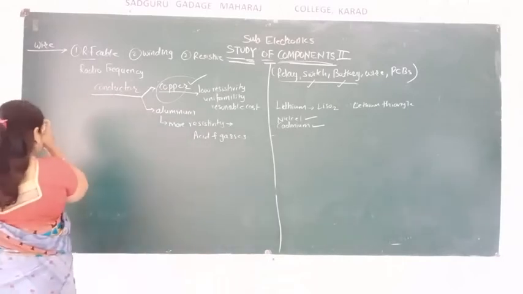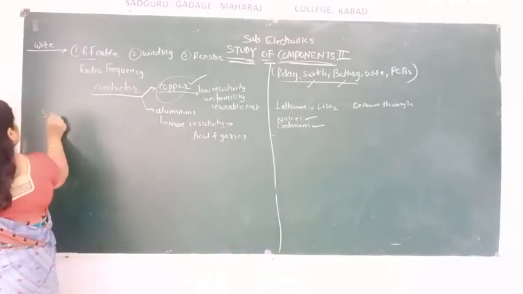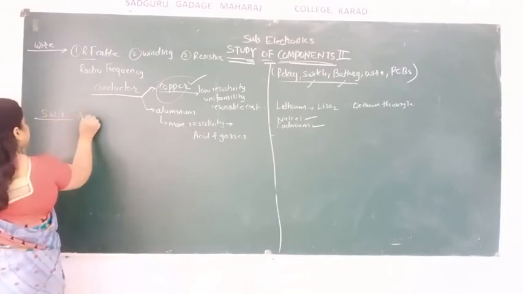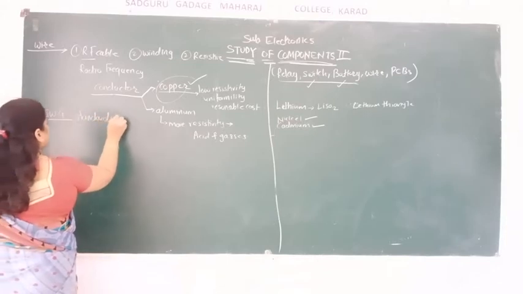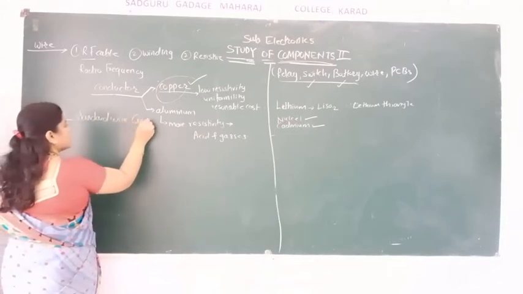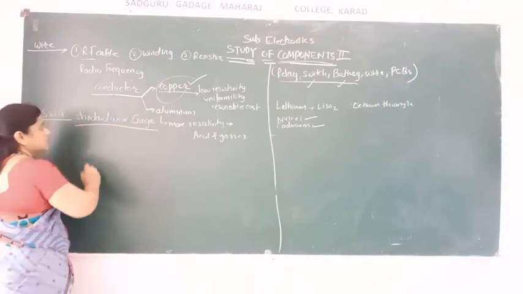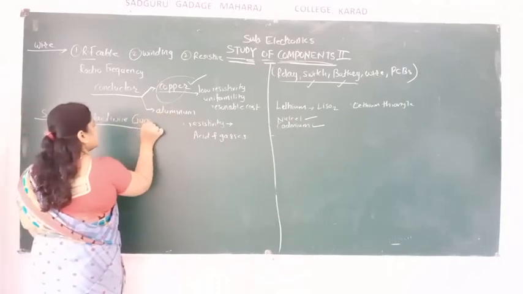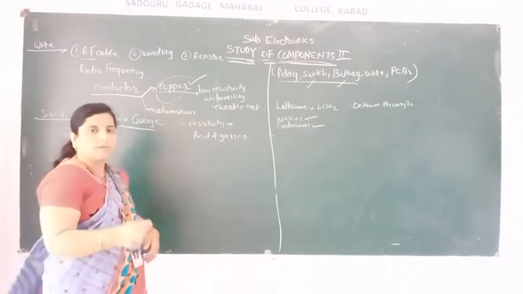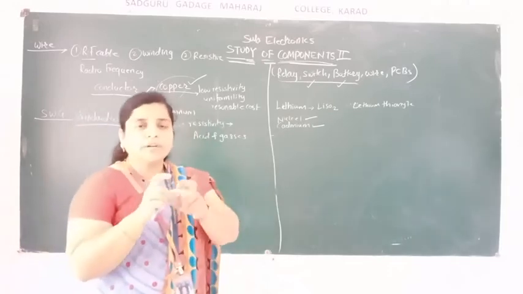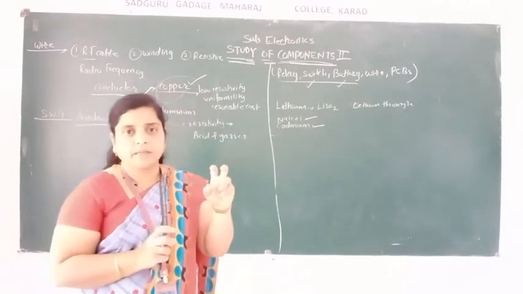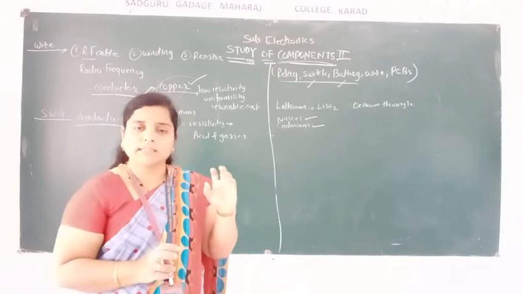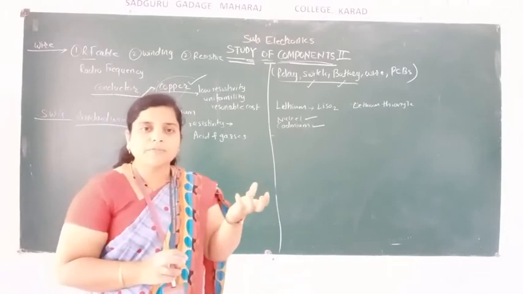The next concept you have to see is SWG. SWG means the standard wire gauge. What is the gauge of the wire? Gauge means its size, its shape, and its diameter. That is called its gauge. What is the gauge of a component?